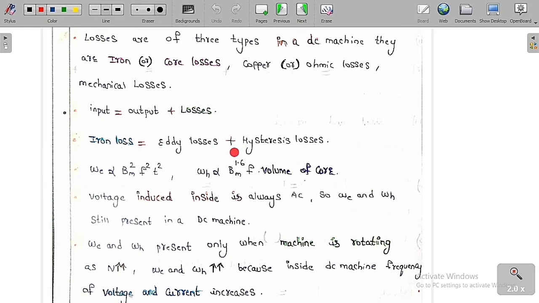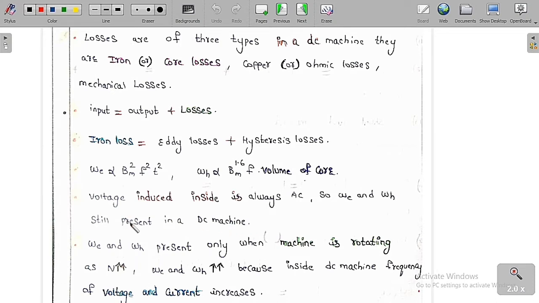I have already told this important point. Iron loss is the combination of the eddy current losses plus hysteresis losses. Eddy current loss is directly proportional to Bm squared, F squared, T squared, and the hysteresis loss is directly proportional to Bm to the power of 1.6 into F into the volume of the core. Voltage induced inside is always AC. So We and Wh are still present in a DC machine.